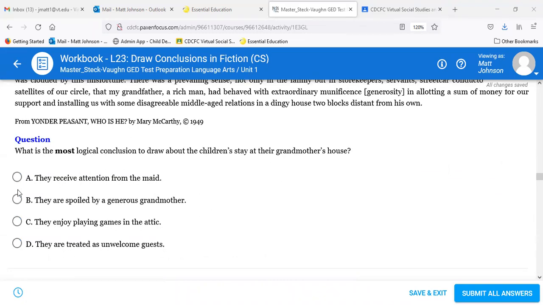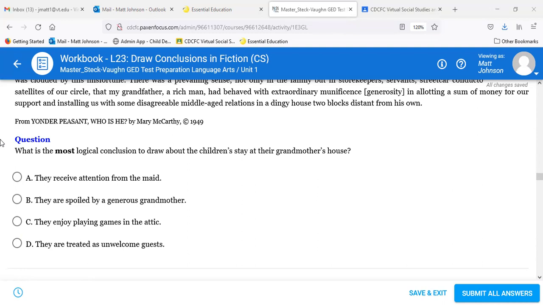What is the most logical conclusion to draw about the children's stay at their grandmother's house? A, they receive attention from the maid. B, they are spoiled by a generous grandmother. C, they enjoy playing games in the attic. D, they are treated as unwelcome guests.